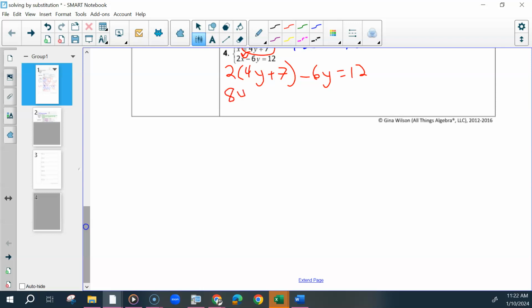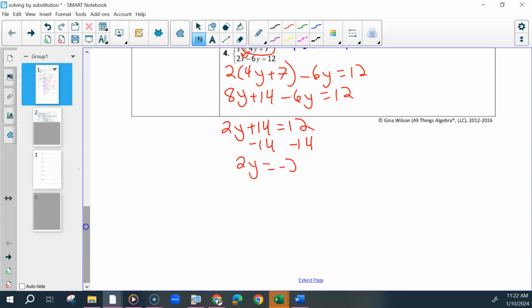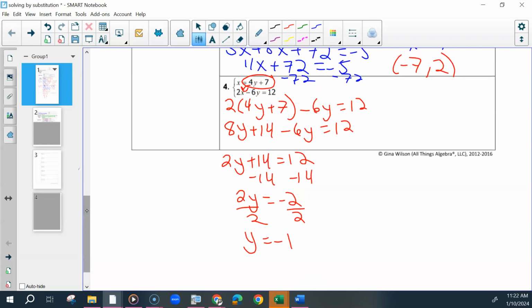Distribute. Combine like terms. Get rid of 14 by subtracting. And then divide both sides by 2. Then just like number 3, yes. What happens if you have to solve both on the top and bottom? Like the ones on the back. We will get to one of those in a second.